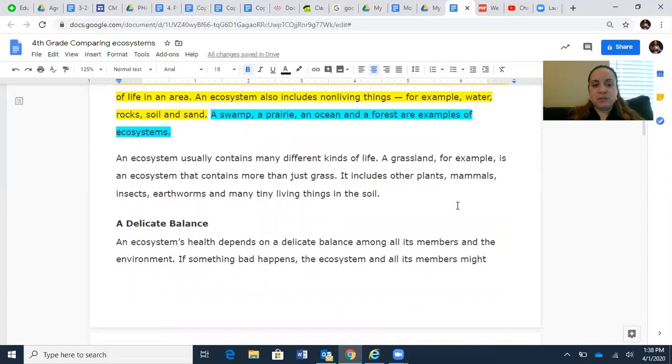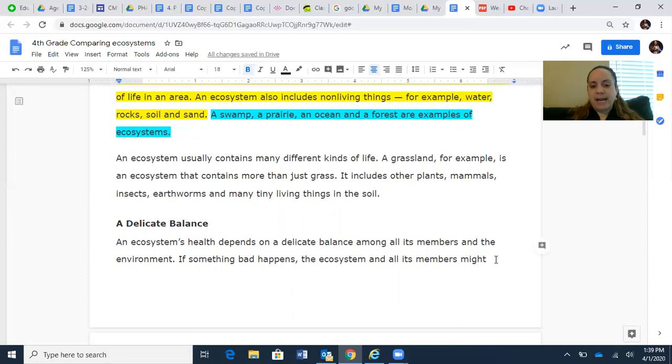An ecosystem usually contains many different kinds of life. A grassland, for example, is an ecosystem that contains more than just grass. It includes other plants, mammals, insects, earthworms, and many tiny living things in the soil. A delicate balance. An ecosystem's health depends on a delicate balance among all its members and the environment.